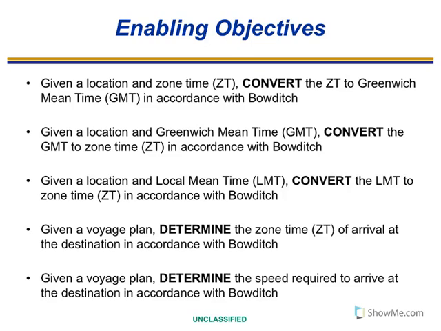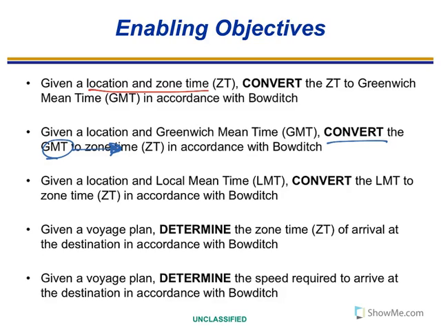If we give you a location in zone time, you'll be able to convert it from zone time into GMT, Greenwich Mean Time, in accordance with Bowditch. You'll also be able to do the opposite. So if we give you a location in GMT, you'll be able to convert that from GMT into zone time, in accordance with Bowditch. Also, if we give you a location in local mean time, LMT, you can convert LMT to zone time in accordance with Bowditch.